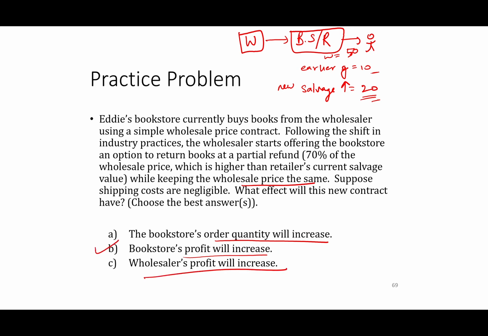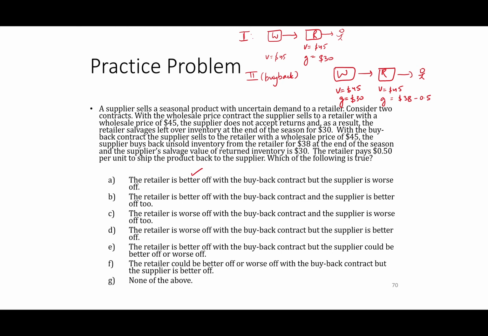So of course, their profit is also going to increase. But the wholesaler's profit, on the other hand, could increase or it could decrease. The reason why it could decrease is because now the wholesaler has to salvage all of those unsold inventory, so we don't know how much it would have to salvage. And its profit could increase because the bookstore is ordering a higher quantity now. Okay, so let's go to the next one.